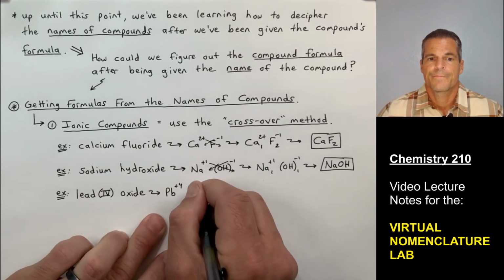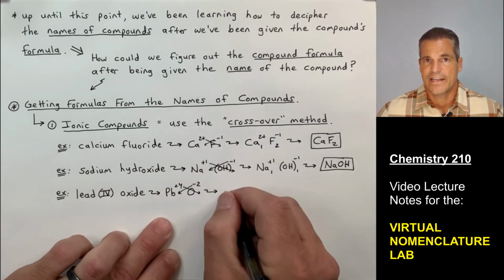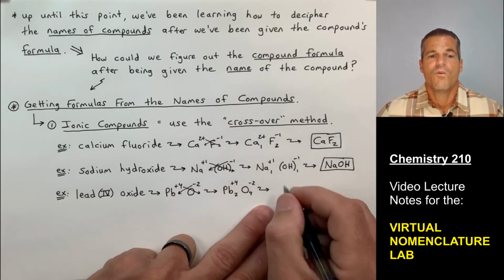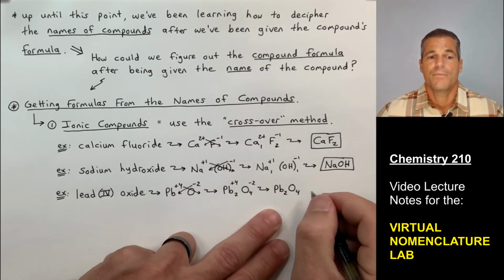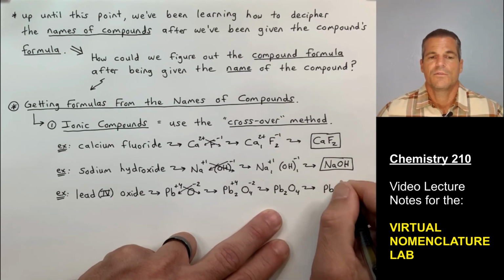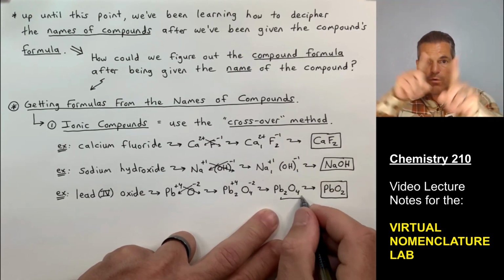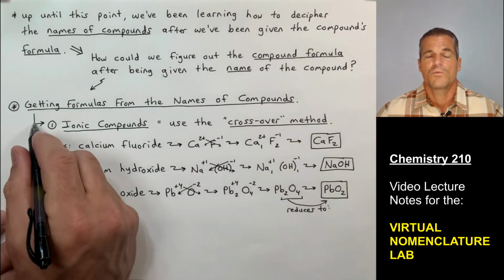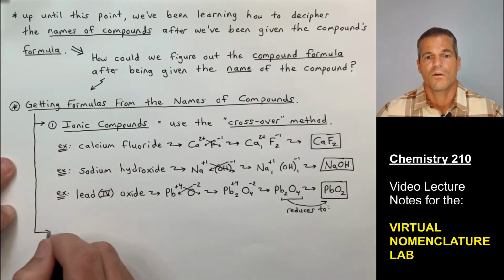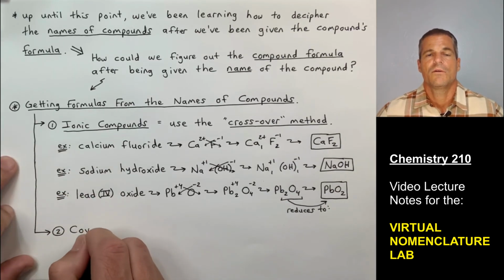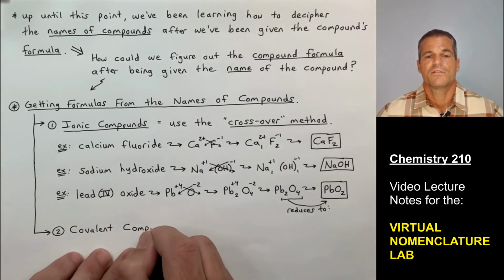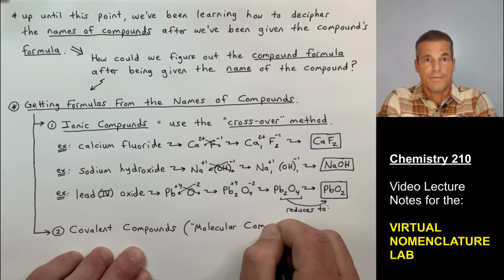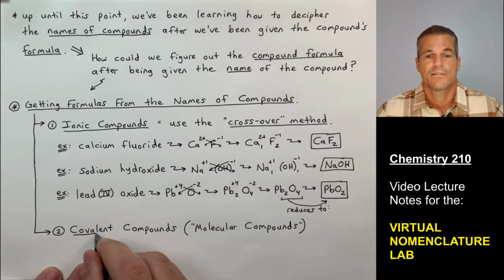All right? Now, we're not transferring down the negative sign of the charge for the anions. So lead-4 oxide, well, Pb4+, next to an O2-, we cross the +4 and the -2. We get Pb2O4, which we can reduce to plain old PbO2. Okay, so this is called the crossover method or the crisscross method. I do this all the time in lecture when I'm in front of my class.